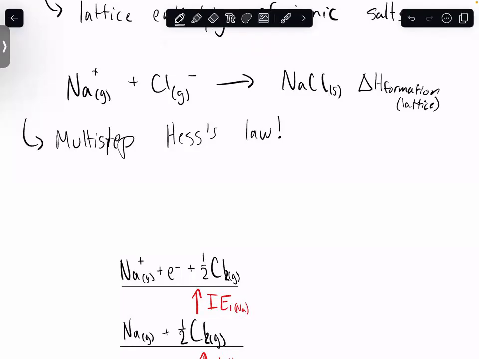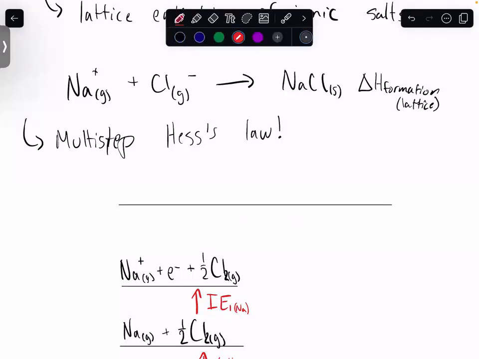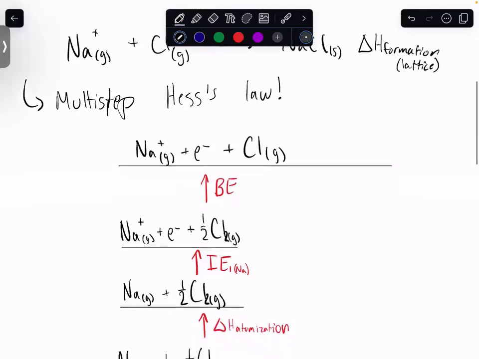So to get there, and this time I'm going to draw a big horizontal line so that I have space to go down. Again, we absorb heat for this because we are breaking a bond. Bond breaking is endothermic and bond forming is exothermic. So this is bond energy. You can find that in your data table in table 11 of your data booklet. So now we have Na+ gas plus an electron plus Cl gas, and our chlorine is alone now.